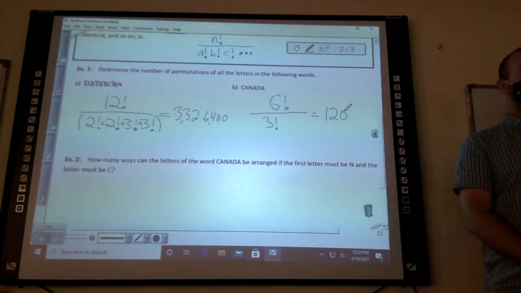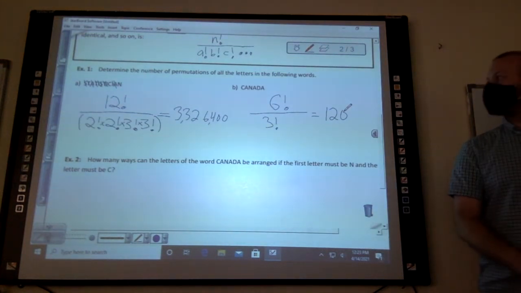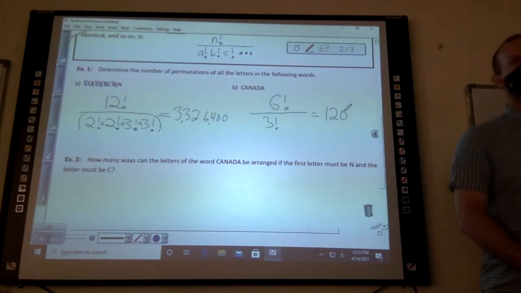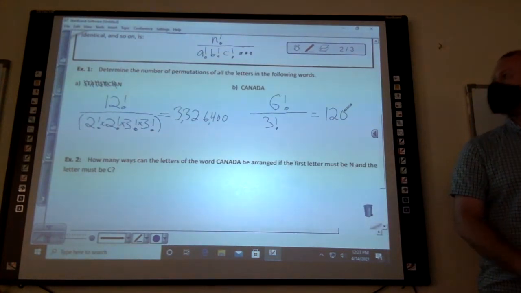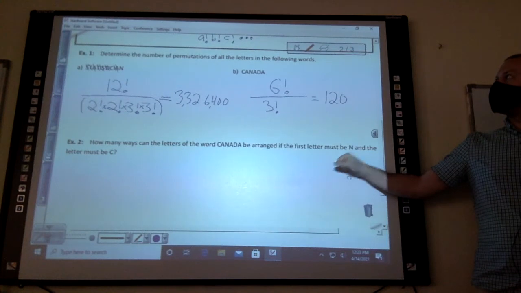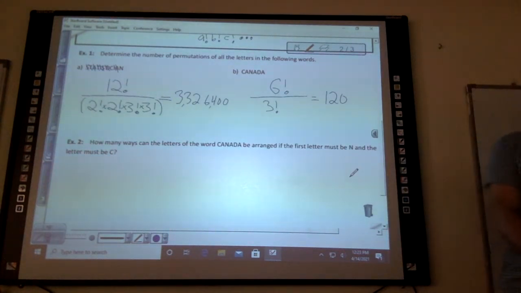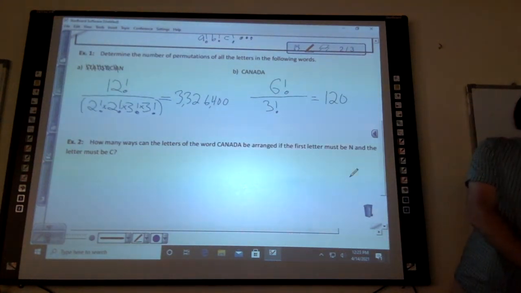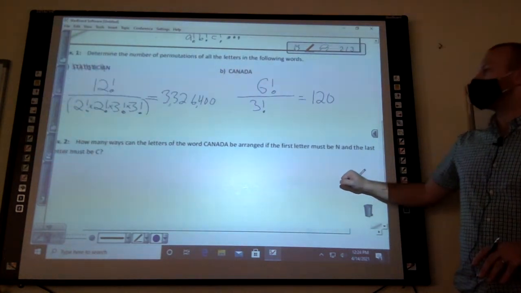So if you can do these ones, you are set. This is essentially what's going to be on the quiz tomorrow, something that's just like this. The way that this now becomes tricky is when I start putting some restrictions on this. So if we look at example 2 here, we've got how many ways can the letters in Canada be arranged if I tell you that the first letter must be N and the last letter must be C.